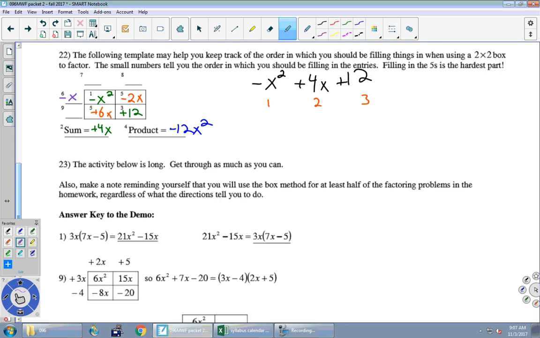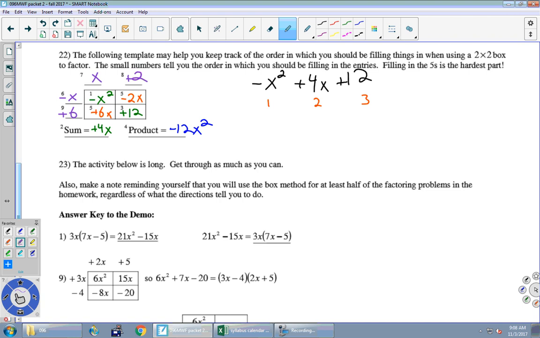And then 7, we figured out that that was an x by looking at this thing here in the 1. And then we went over to 8, and we said negative x times something. I think the something was a positive 2. And then we came over here to 9, and we said, oh, x times this thing better be plus 6x. So that was a positive 6. And then you can verify the 12, and it works. Okay, so that's the template. Hopefully not intimidating with all the numbers. The numbers are just supposed to tell you the order in which you fill things in, okay?